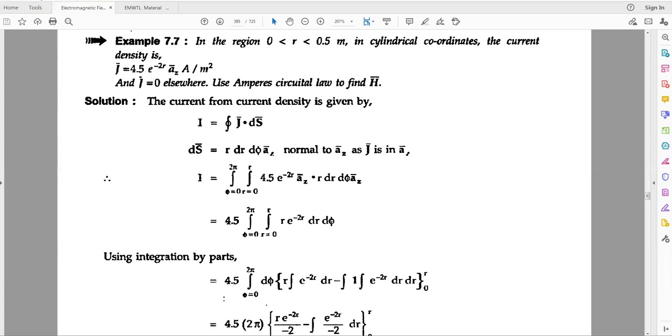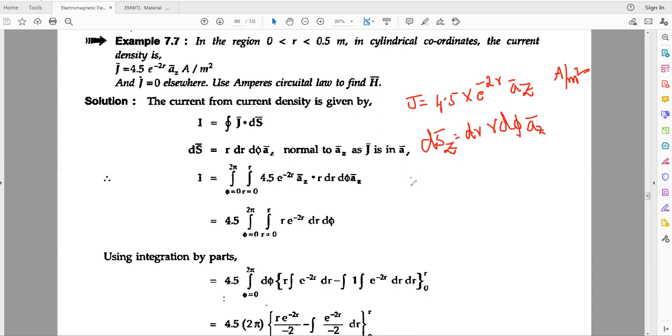Given that J bar is in the direction of AZ bar, J bar is 4.5 e power minus 2r into AZ bar. J is a current density, so definitely it is a surface density, ampere per meter square. Now ds is the differential surface area normal to the Z direction. In cylindrical coordinates, that is dr, one differential element, times r d phi. So ds bar is equal to r dr d phi AZ bar.